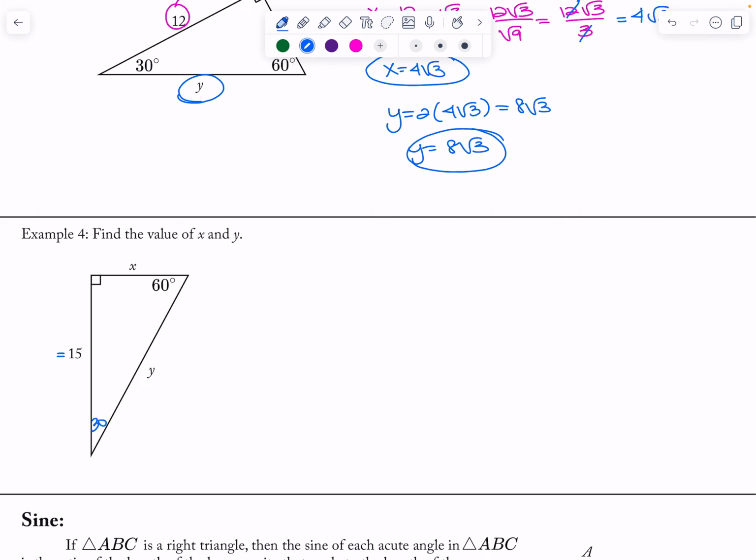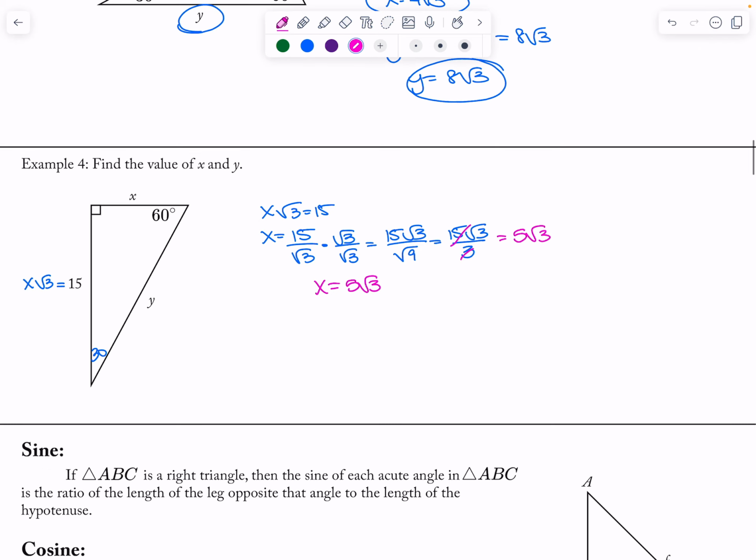So this 15 is the same thing as x root 3. So x root 3 is equal to 15. So x is equal to 15 over the square root of 3. Rationalize the denominator again by multiplying by root 3 over root 3. So I get 15 root 3 over root 9. So I get 15 root 3 over 3. And again, my 15 and my 3 reduce, so I get 5 root 3. So x is equal to 5 root 3.